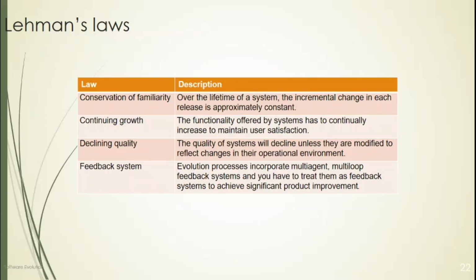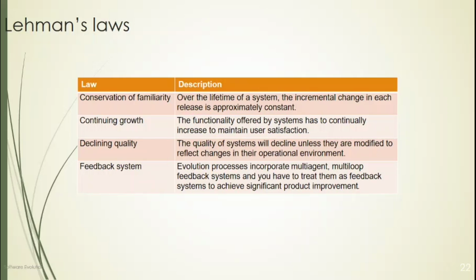The final law reflects work on the feedback process, although it is not yet clear how this can be applied in practical software development. The evolution process incorporates a multi-agent, multi-loop feedback system, and you have to treat it as a feedback system to achieve significant product improvement. Okay, these are the 8 Lehman's laws.